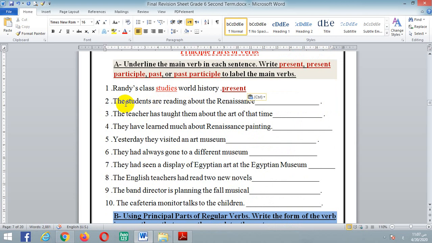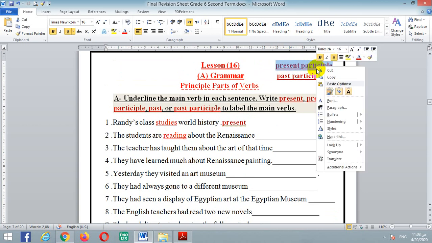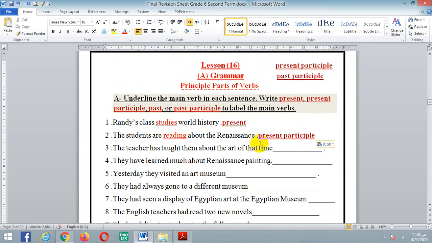Okay. Number two, the students are reading about the Renaissance. Here, where is the main verb? I need the main verb, not the helping verb. If we have two verbs in the sentence, the first is the helping verb and the second is the main verb. Here, are reading. Are is the helping verb and reading is the main verb. So reading is verb plus ing. Yes, excellent. So it's present participle. As we said, present participle is verb plus ing. Why verb plus ing here? Because we have am, is, are, was, were, so plus verb ing.